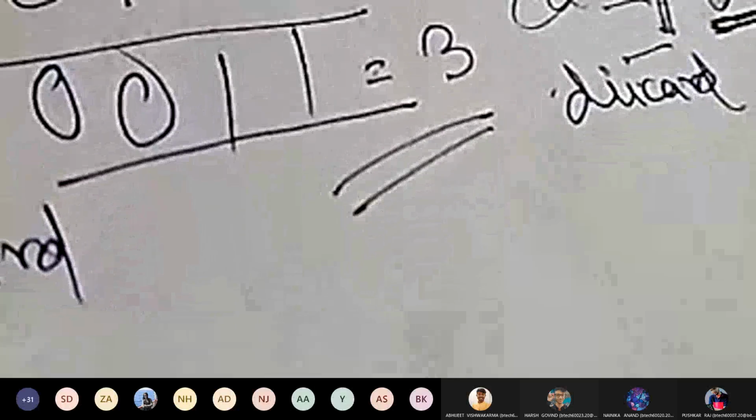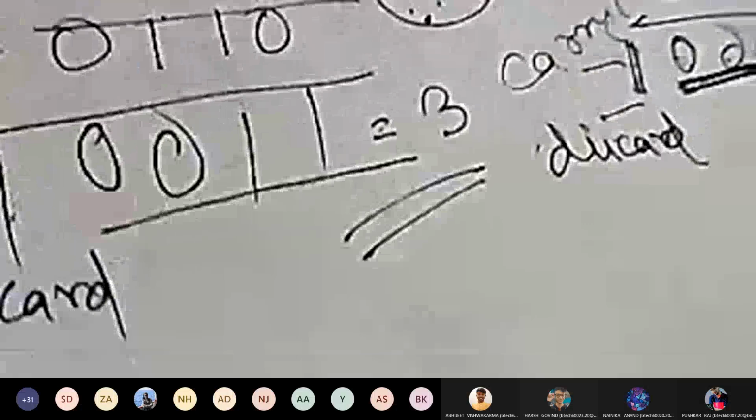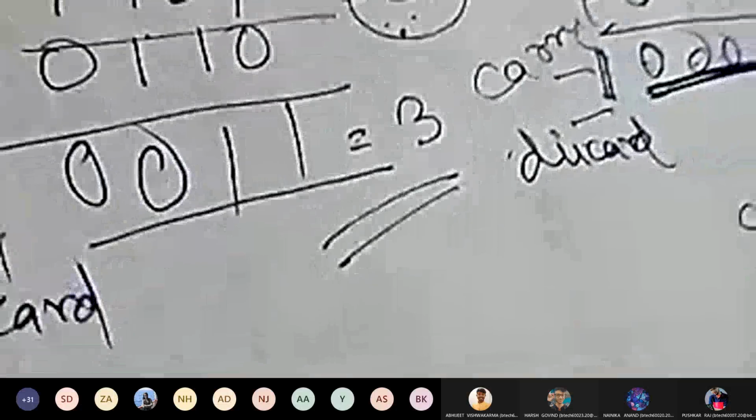Then you have to do the Karnaugh map to find out the expressions. And when you find the expressions, then you can draw the circle. Is it okay? Is it clear? Okay. Now we will write the truth table for this.